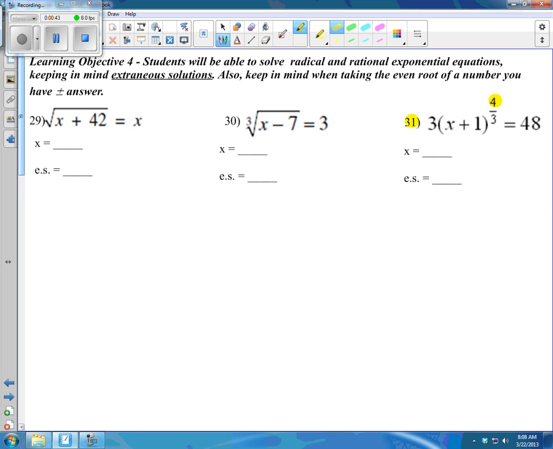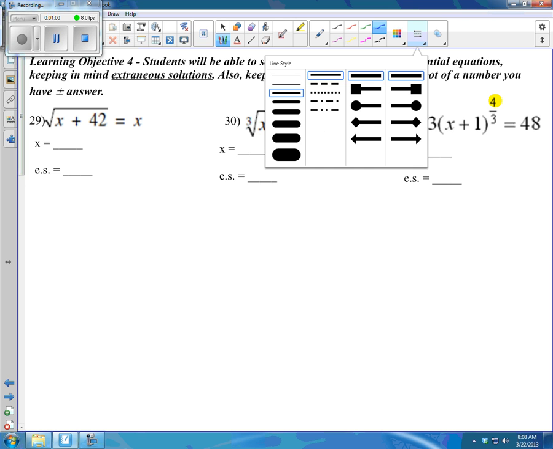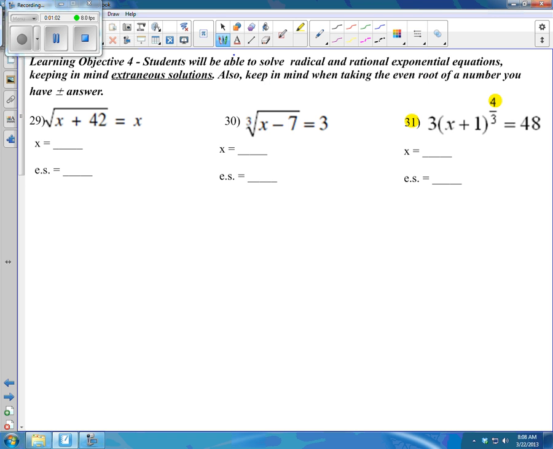So my job is to solve for x. Most of the problems just have one x. So I only have to get x by itself. So starting with 29, to get the x's to start to join up, I need to get rid of that square root. So to undo that square root, I am going to square both sides. So on the left side, I'm going to square my square root, which cancels out the square root. I'm just left with x plus 42. And then I'll also square the right side, which will give me x squared.